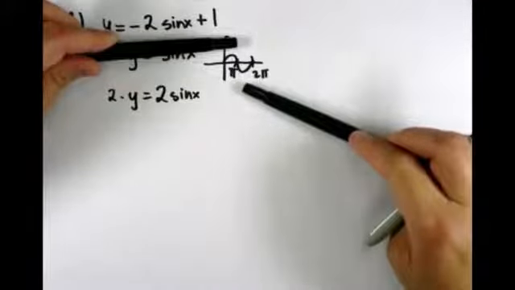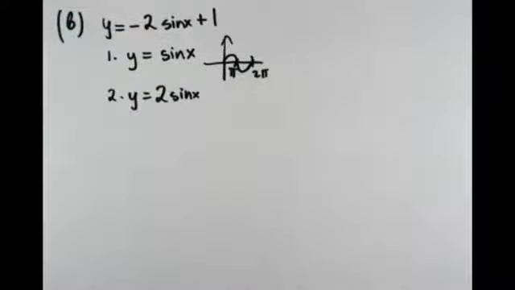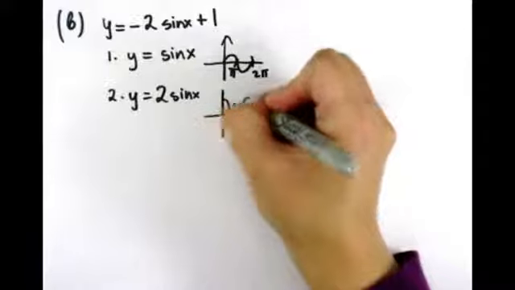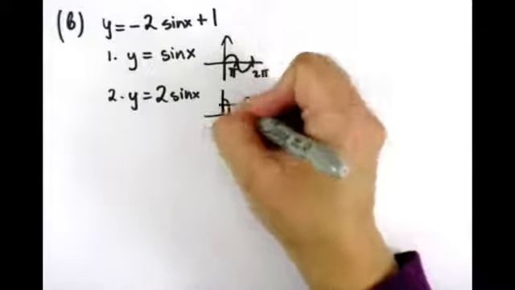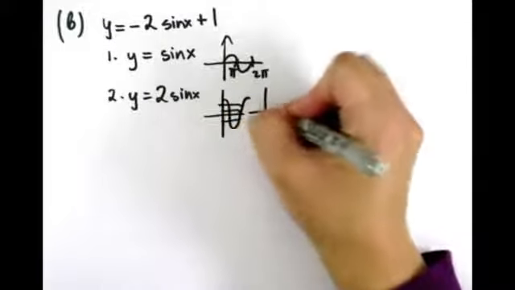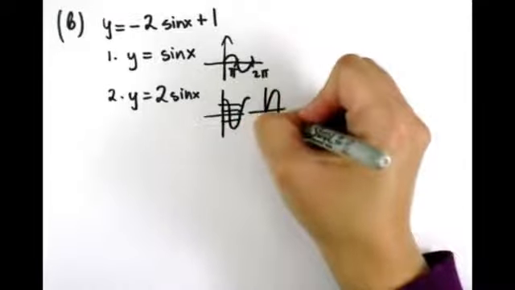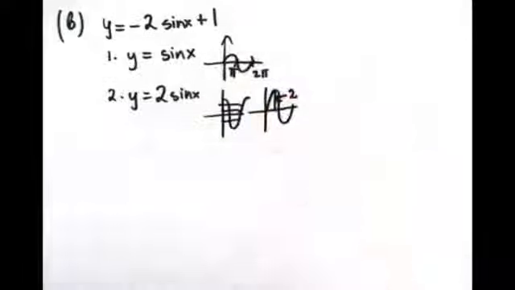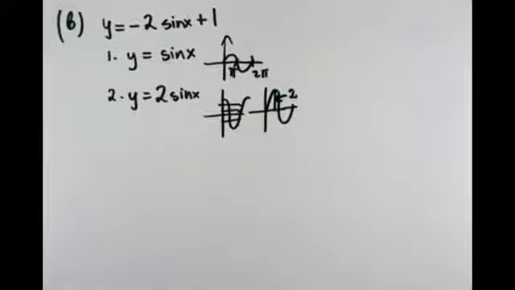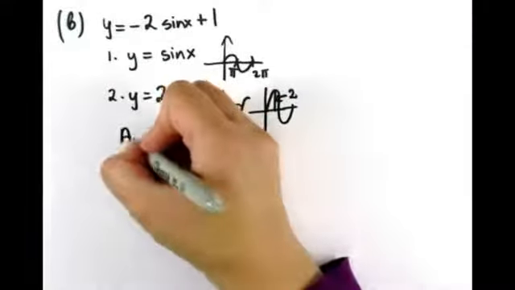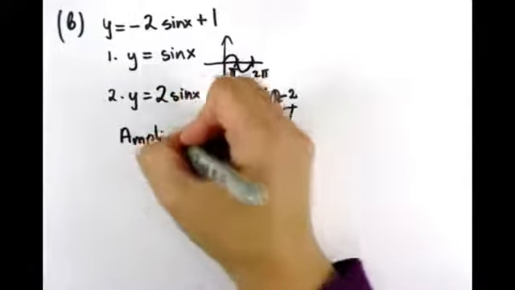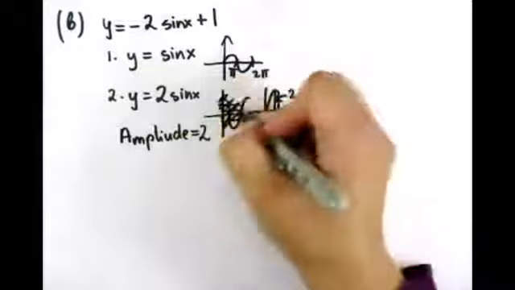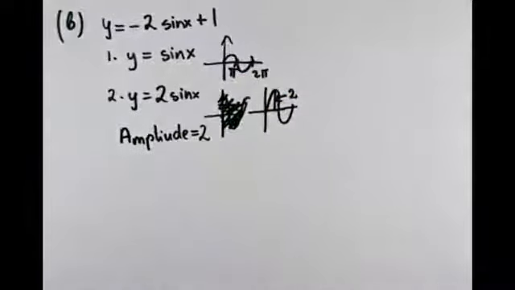You stretch the graph 2 times vertically. Oh, that's the cosine graph, I'm sorry. The graph is expanded. It's like this, twice. So now we have, this one is 2. So now we have the amplitude is 2.